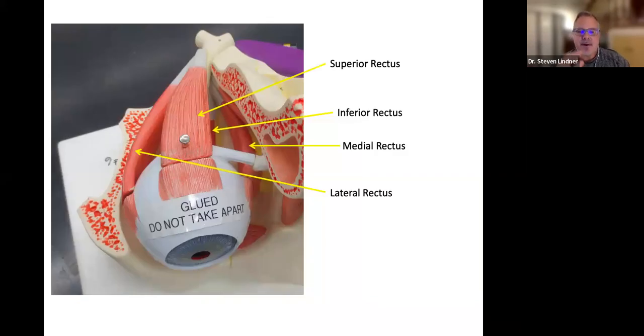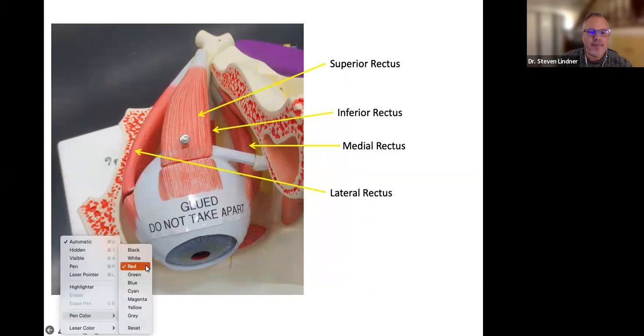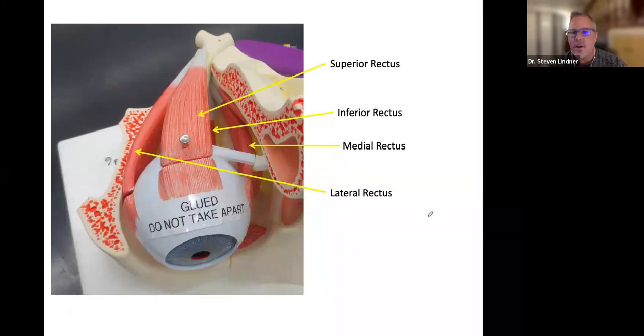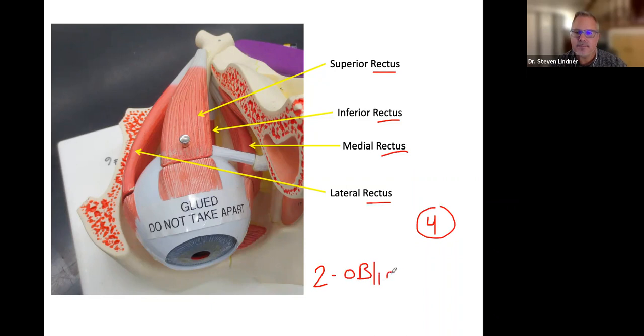So there are 6 muscles of the eye. There are going to be 4 of them that have the term rectus in it, as we can see here. And then there are going to be 2 of them that have the term oblique. Okay, so we have 4 rectuses and we have 2 obliques.